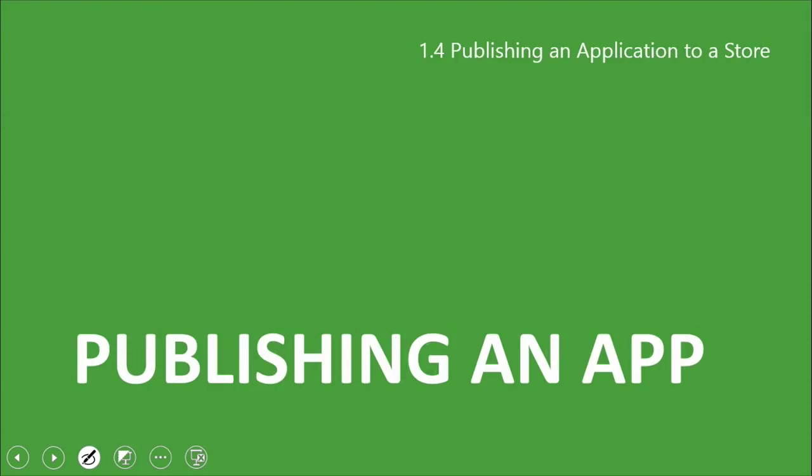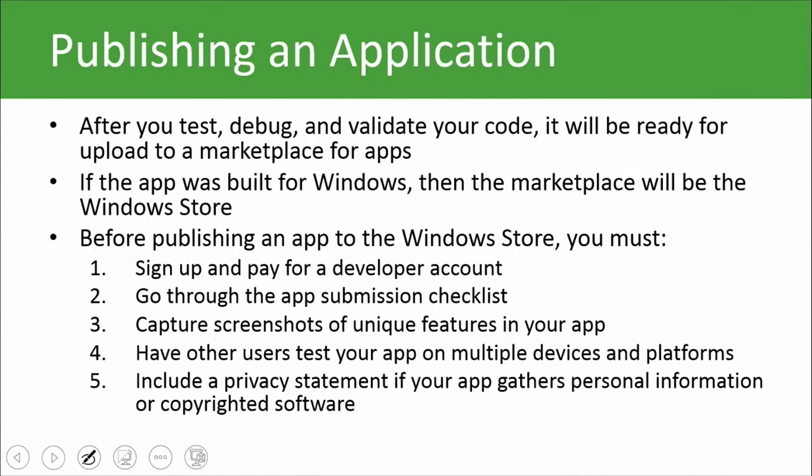All right, now this is the last step, ladies and gentlemen. So publishing an app. So you've gone through all this hard work of creating and developing an application. You've got to know how to publish it and where to go. There are just some really, really simple steps if you want to publish it to a marketplace for apps, for example, the Windows Store. 1, before publishing an app to the Windows Store, you must sign up and pay for a developer account. Paying is always kind of a bummer, but just remember how much money you can make when people download your apps.